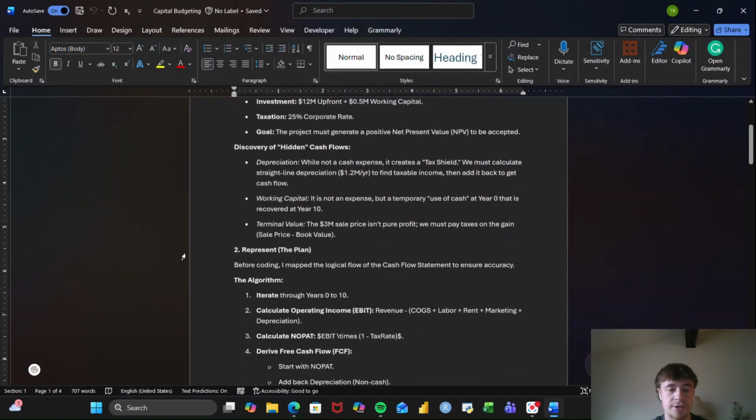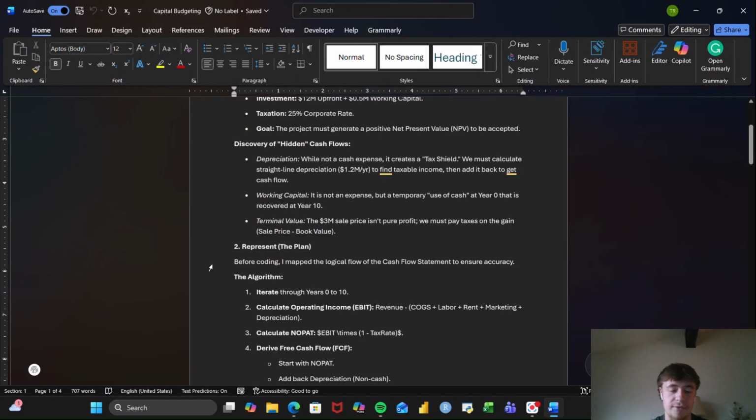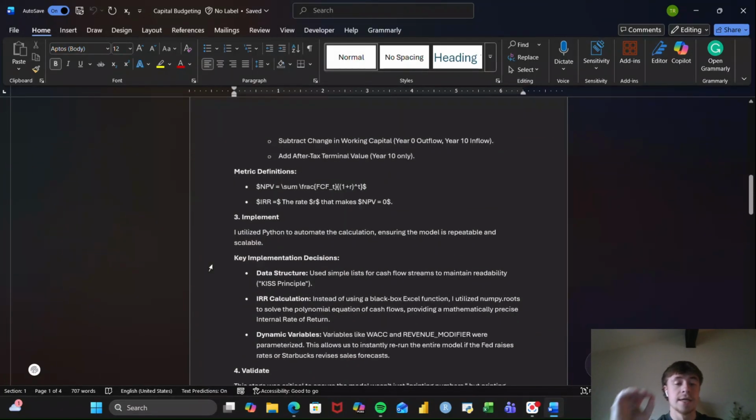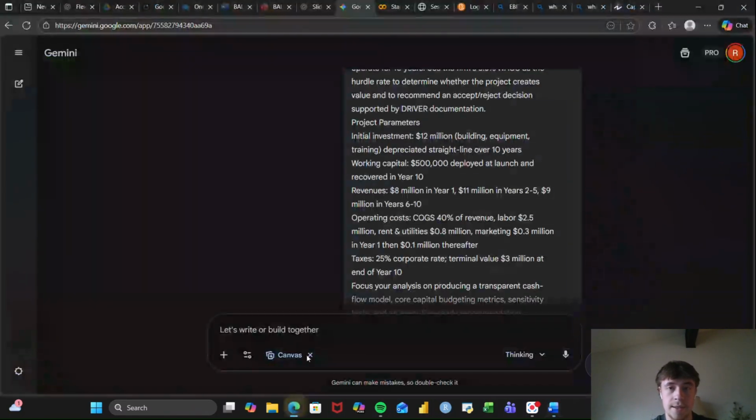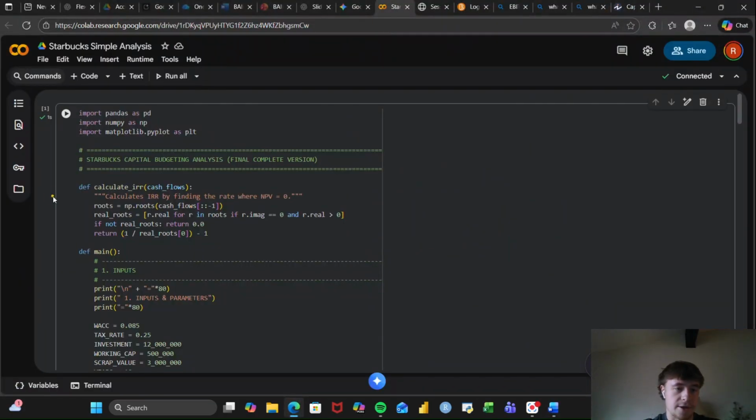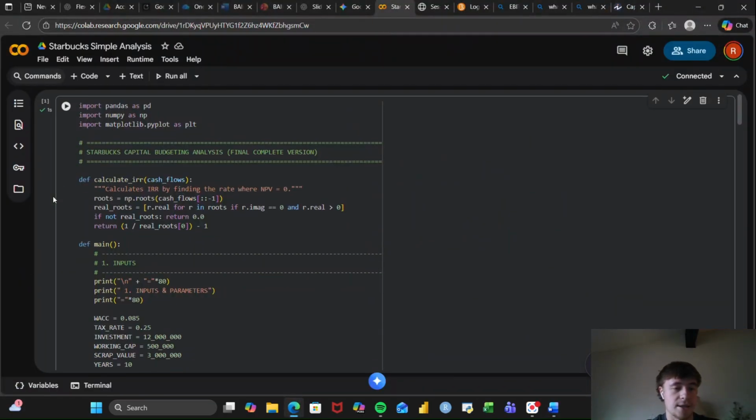we kind of went through the define stage, we went through the represent stage as well by evaluating what the problem was and the parameters of that. And we are now going to be moving on to the implement stage, which is going to be utilizing our Python code. So here's our Python code. We're using pandas, numpy, and matplotlib.